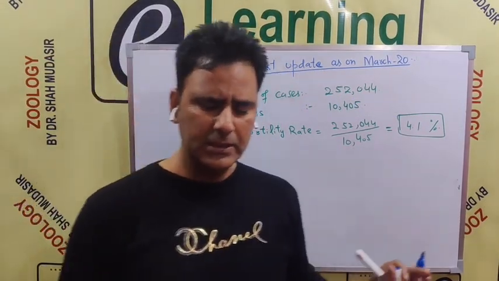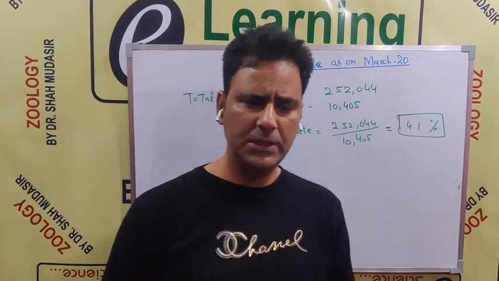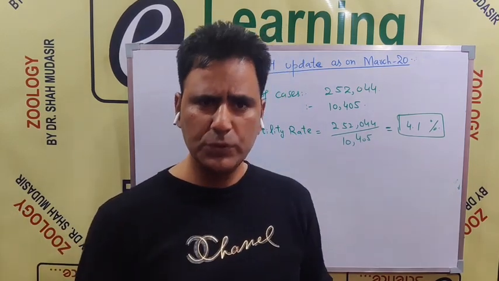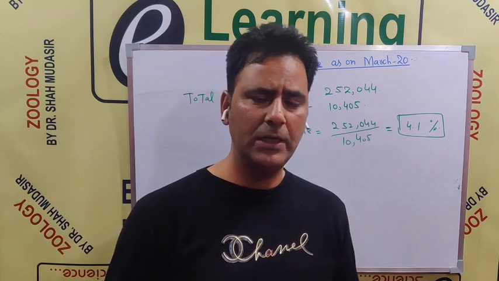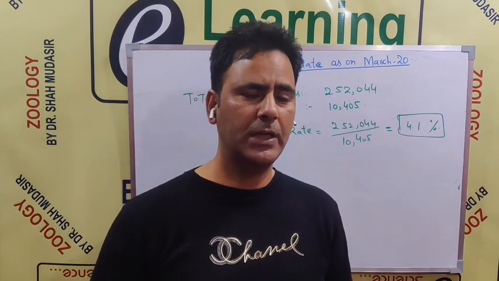Now we will discuss some other parts of this disease. We will see what are the signs and symptoms of this disease. It may involve mainly two systems. Primarily it will involve the respiratory system, and it may also involve the gastrointestinal system.